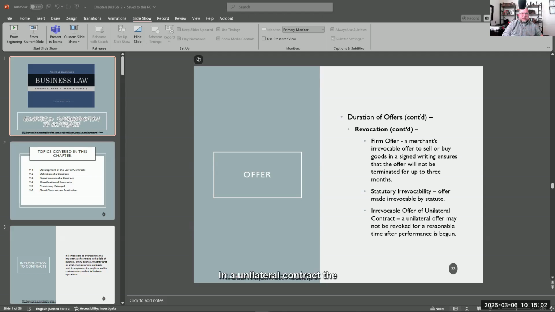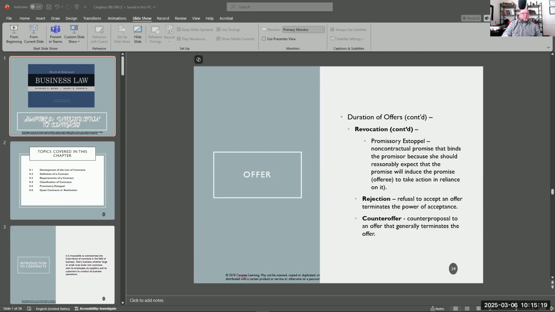In a unilateral contract, the offer may not be revoked for a reasonable time after performance has begun. So once the party who is doing performance in the unilateral contract, which is only one party, once they have begun to perform, then you cannot take that offer back. Of course, promissory estoppel is another way that we look at that. This will pop up throughout these slides.